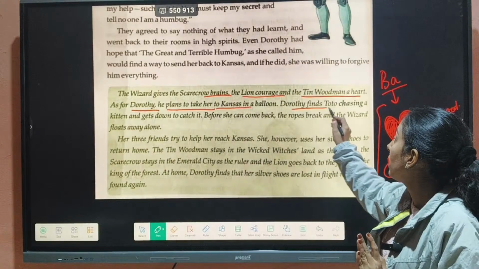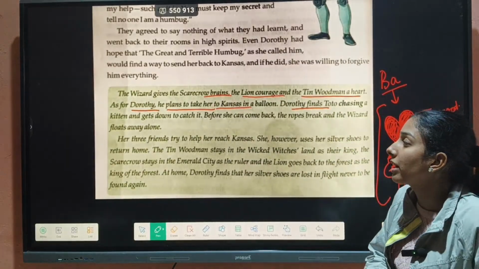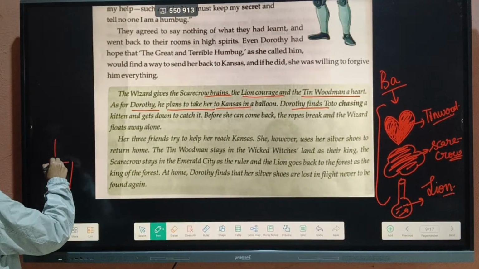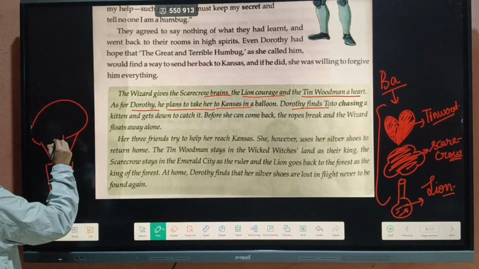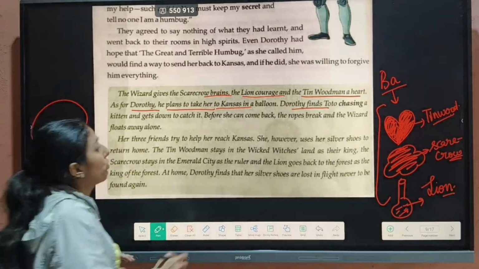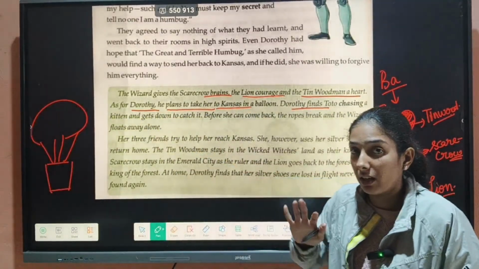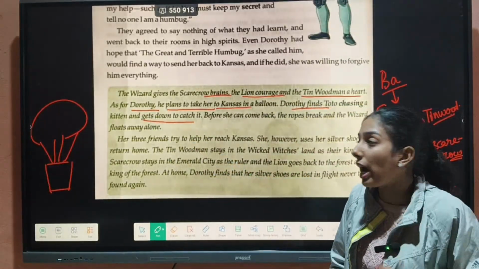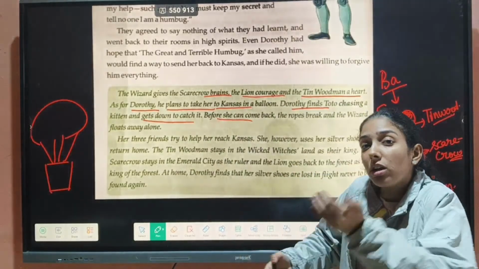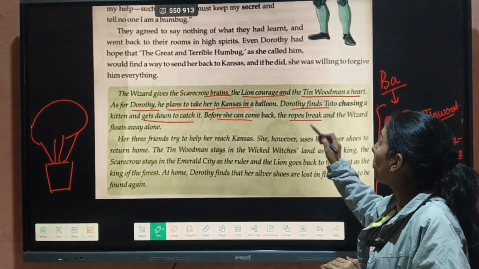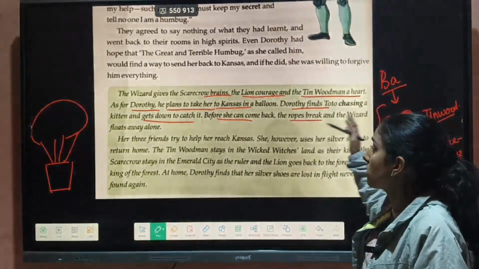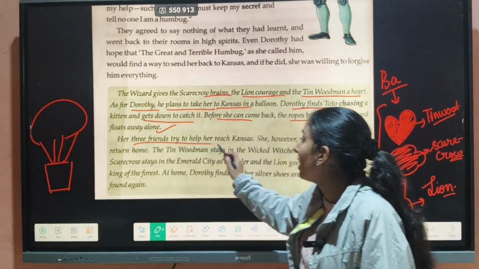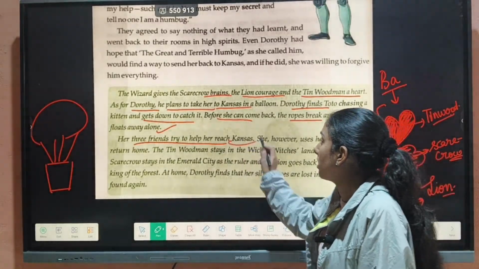Okay. Dorothy finds Toto chasing a kitten. Now, beta, Dorothy and the wizard, they were in the balloon. Okay. But Toto was running after a kitten. Toto went down. So Dorothy also went down to catch Toto. Before she could return back to the balloon, the rope of the balloon breaks and the wizard floats away alone. Okay. Her three friends try to help her reach Kansas.